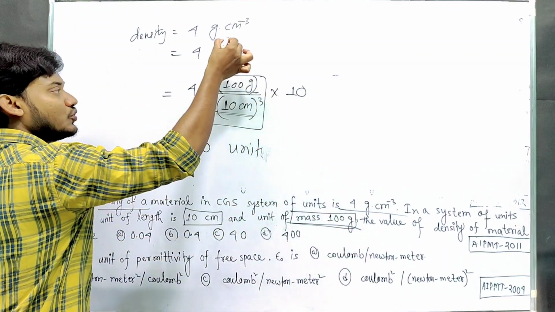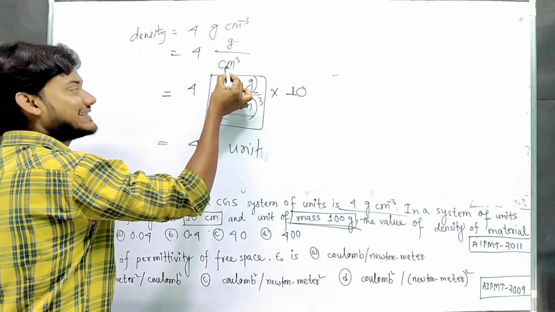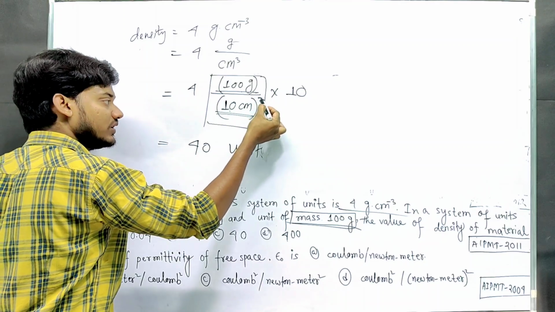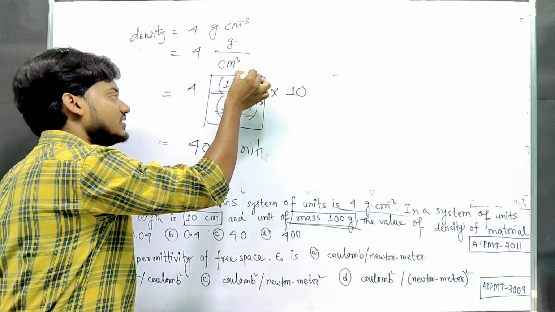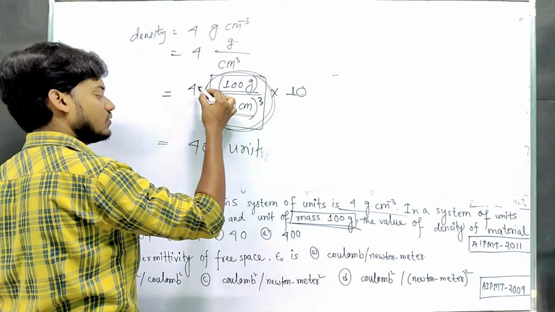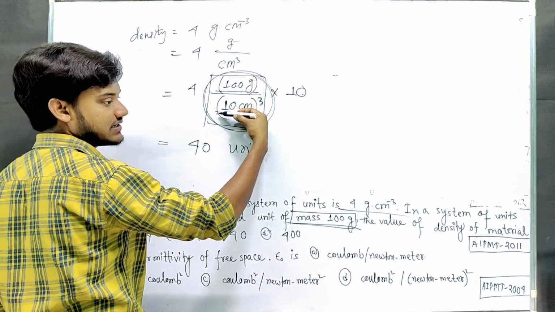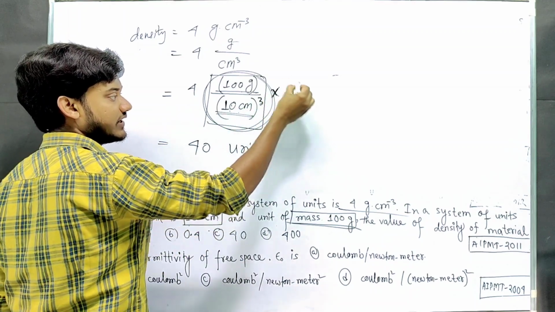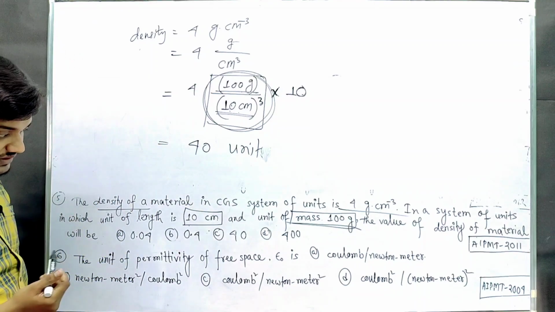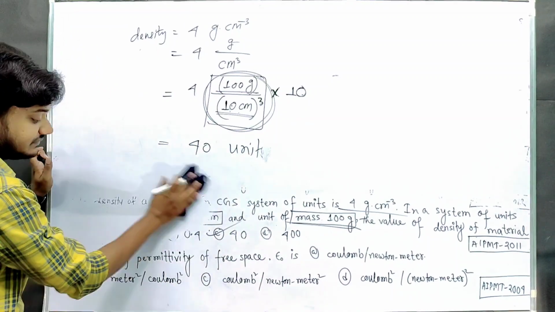Mass 100 gram, so we convert gram into 100 gram. Length 10 cm, so we convert cm into 10 cm. Material density, so cube, we write cube. So this is the unit we have to find. Unit 4, 10 to the power 5, 100,000, so there is 10 extra, so we multiply it by 10. Okay, this is how we can do it. Number 5, so the answer is option C, 40. Okay. Next question.